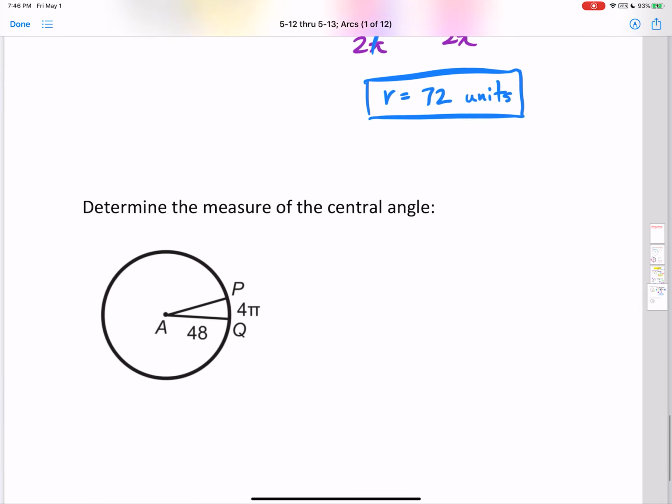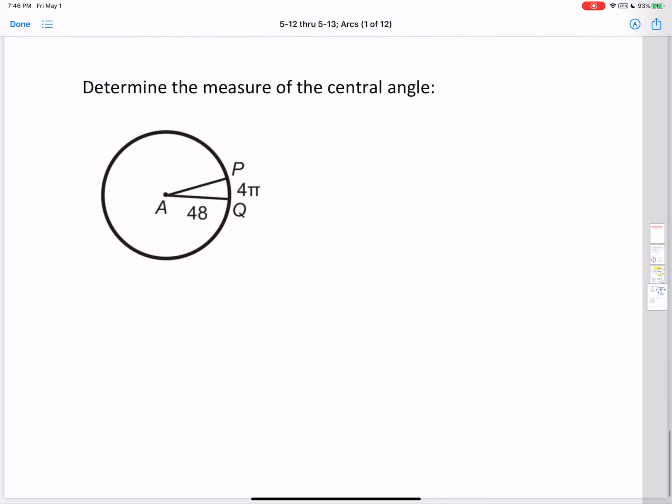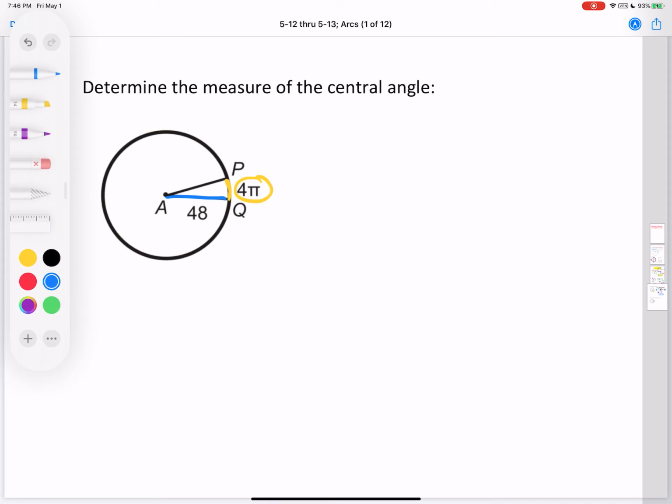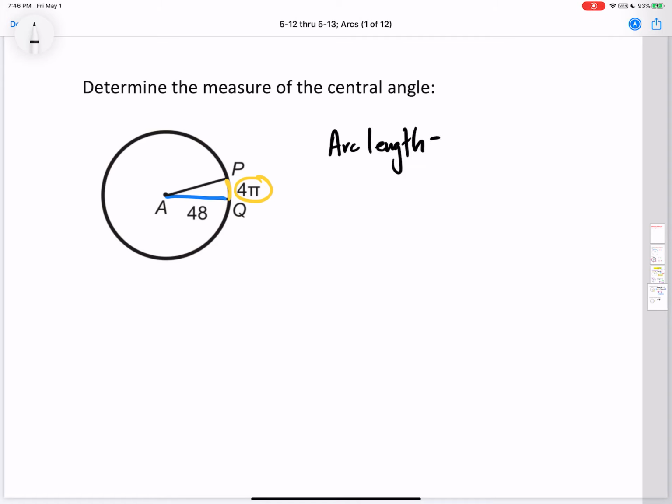Now, other times we might be missing the central angle. In this particular case, we do have our radius and we do have our arc length. The arc length is 4 pi, and the radius in this case is 48. So again, I'm going to substitute everything into our rule. Once again, the rule is the arc length is equal to the measure of our angle over 360, and then we multiply that by 2 pi r.